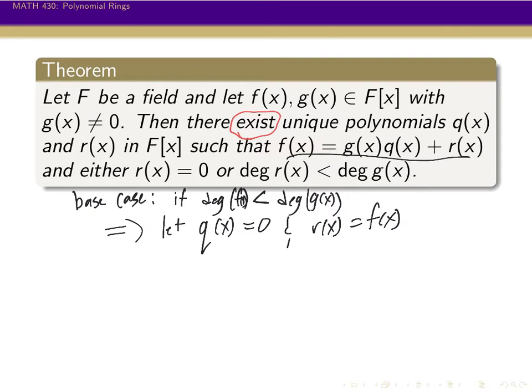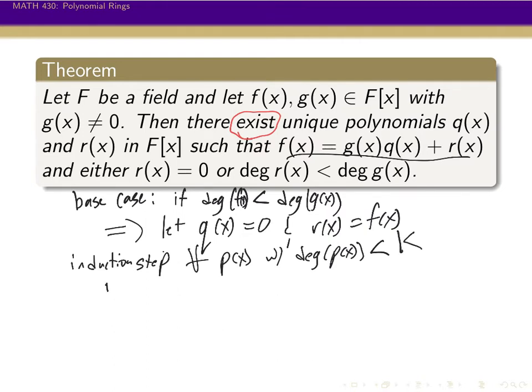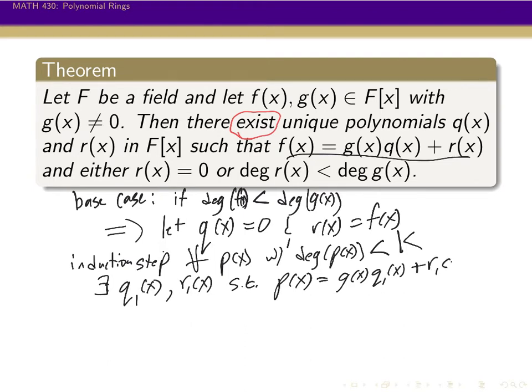Okay, so now for the induction step, let's assume that for any polynomial, let's call it p of x, with degree of p of x less than k, there exist, let's call them q1 of x and r1 of x, such that p of x equals g of x times q1 of x plus r1 of x, and r1 of x is either 0 or its degree is strictly less than the degree of g of x.